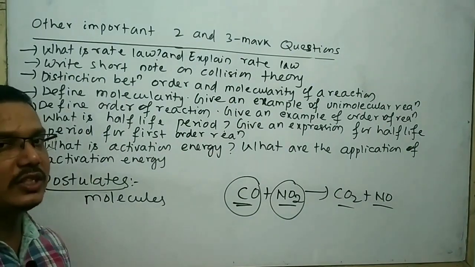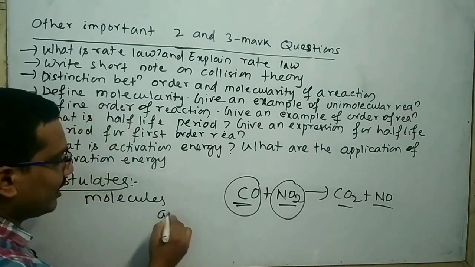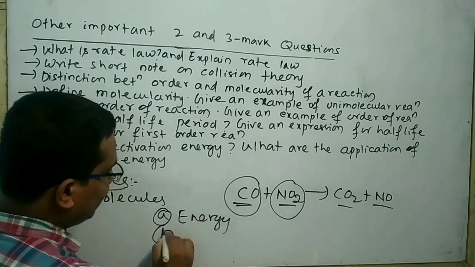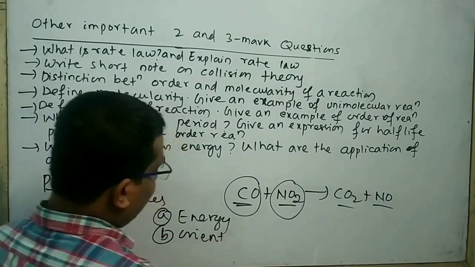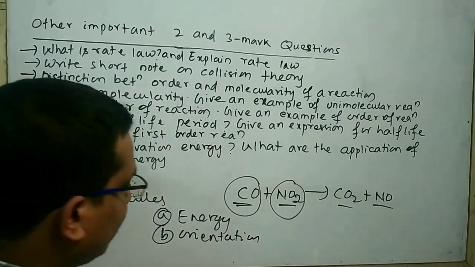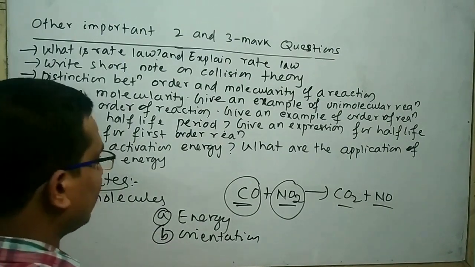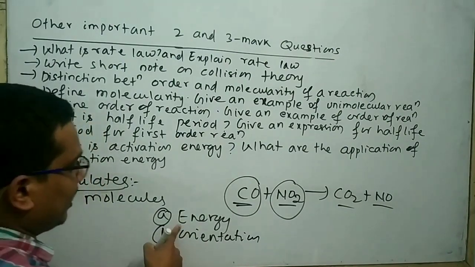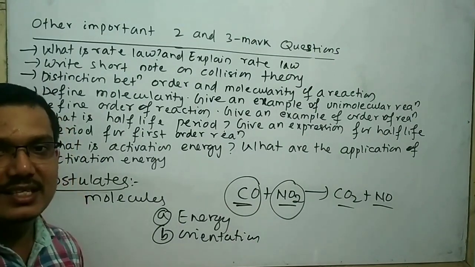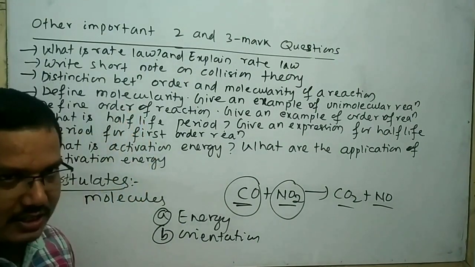The collision which obeys two conditions, one is the energy barrier, another is the orientation barrier, is called an effective collision. That means an effective collision must obey two conditions, one is the energy barrier, another is the orientation barrier. Energy barrier means it attains the threshold energy.